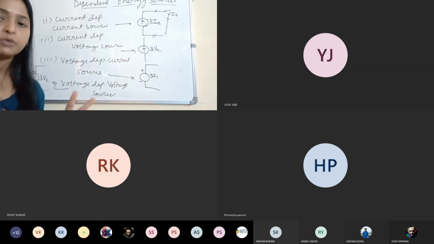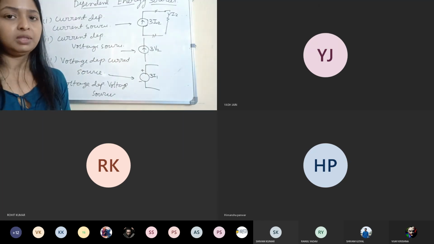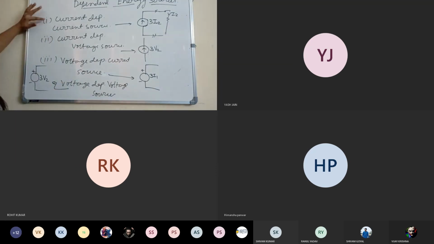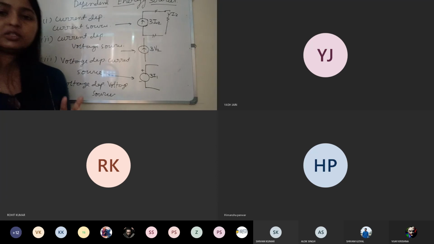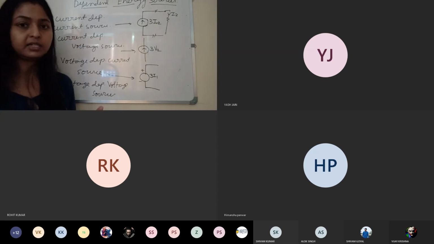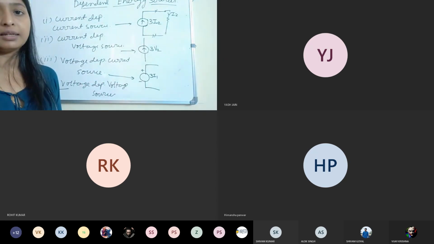And if we have two types of components, the unique combinations of two can be 2 raised to power 2, it means 4 unique combinations. So the 4 unique combinations are: current dependent current source, voltage dependent voltage source, current dependent voltage source, and voltage dependent current source. So when you draw some circuits, you'll be able to identify all those dependent energy sources. Till now we have seen a few parameters of electrical science, which are very important once we start electrical science circuits.